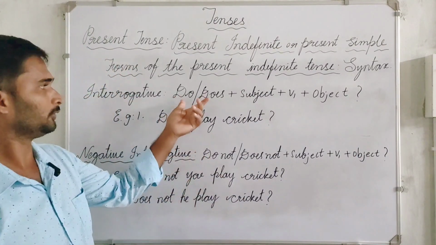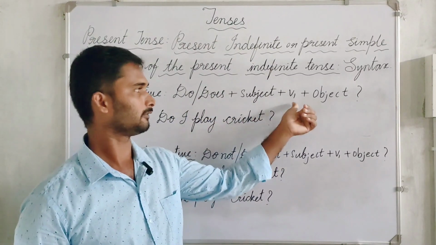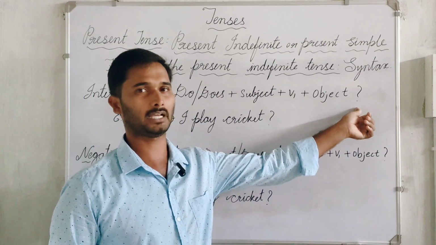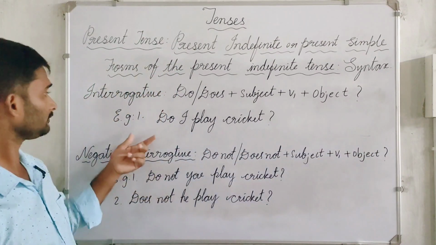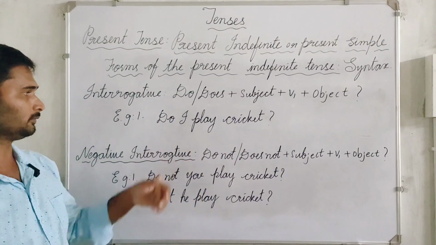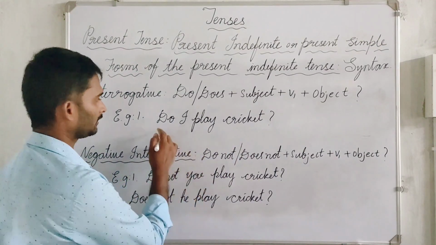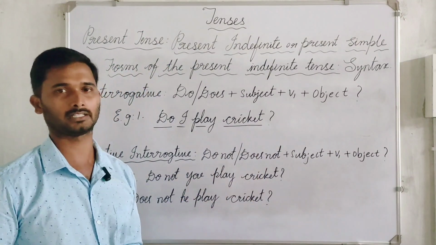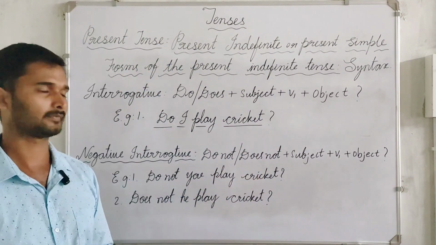Interrogative form. Do or does plus subject plus first form of the verb, we also call it V1, plus object. At the end of it we add one question mark. One example here. Do I play cricket? Do is the helping verb, I is the subject, play is the first form of the verb, cricket is an object. At the end of that, a question mark.